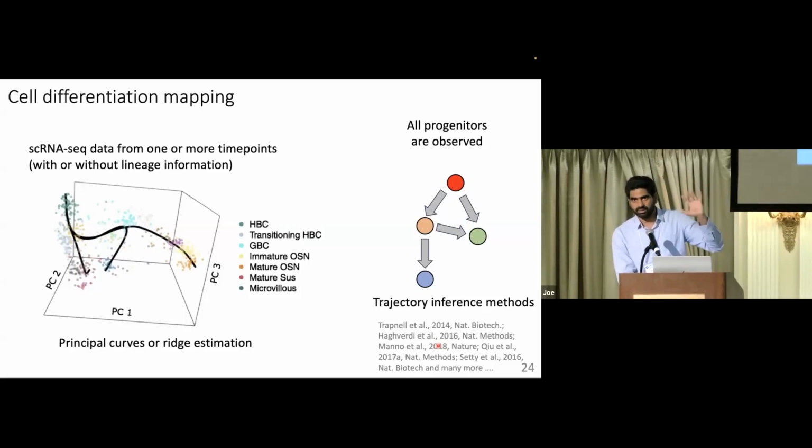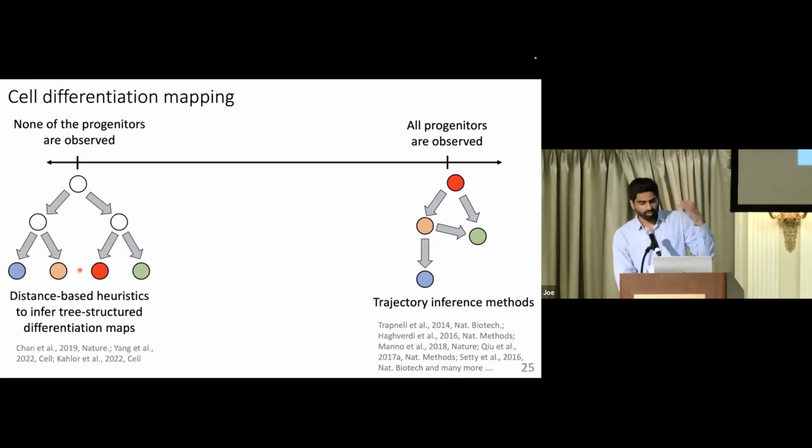There are 2 large groups of methods for cell differentiation mapping in the literature. One of them you can call trajectory inference-based methods. Here you're using these cell type measurements or RNA-seq measurements of these cells, and you try to build curves or ridges in this gene expression space. But you're making certain assumptions here. The big assumption you're making is that all the progenitors that are important for the cell differentiation process are all observed in your data.